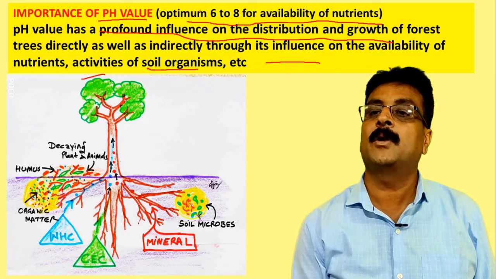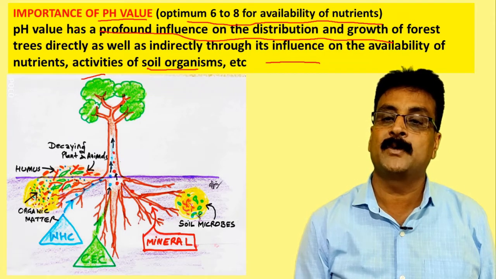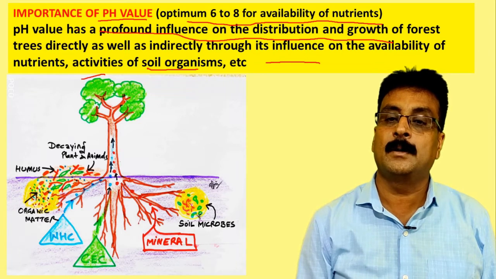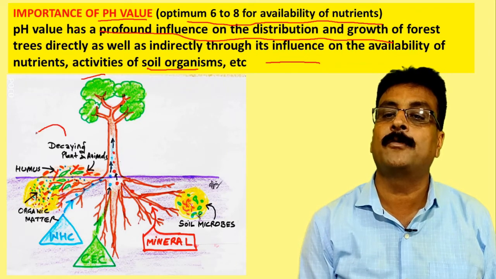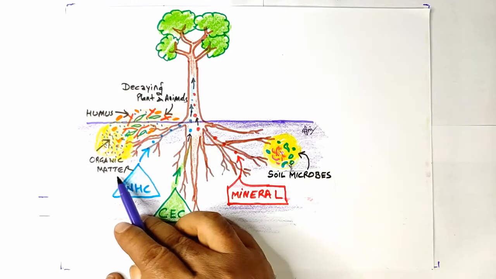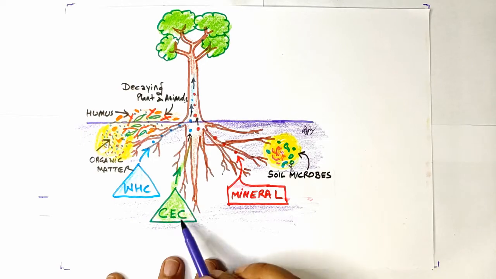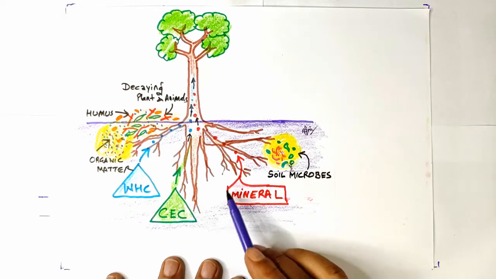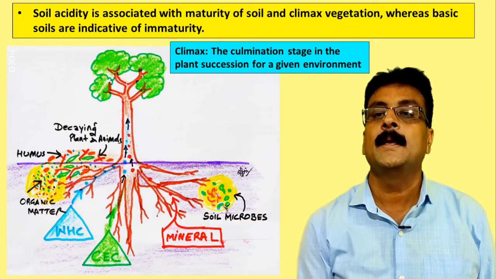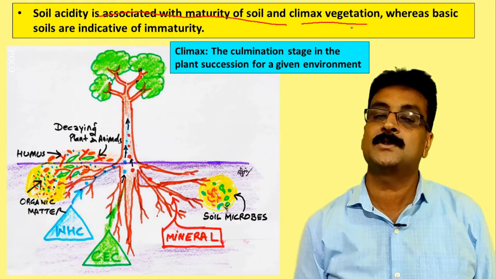This is very important, because pH 6 to 8 is the optimum, where we have very good decay of organic matter, where water holding capacity is available, where cation exchange capacity is doing well, and where minerals and microbes are acting nicely. So soil acidity is associated with maturity of the soil and climax vegetation also.